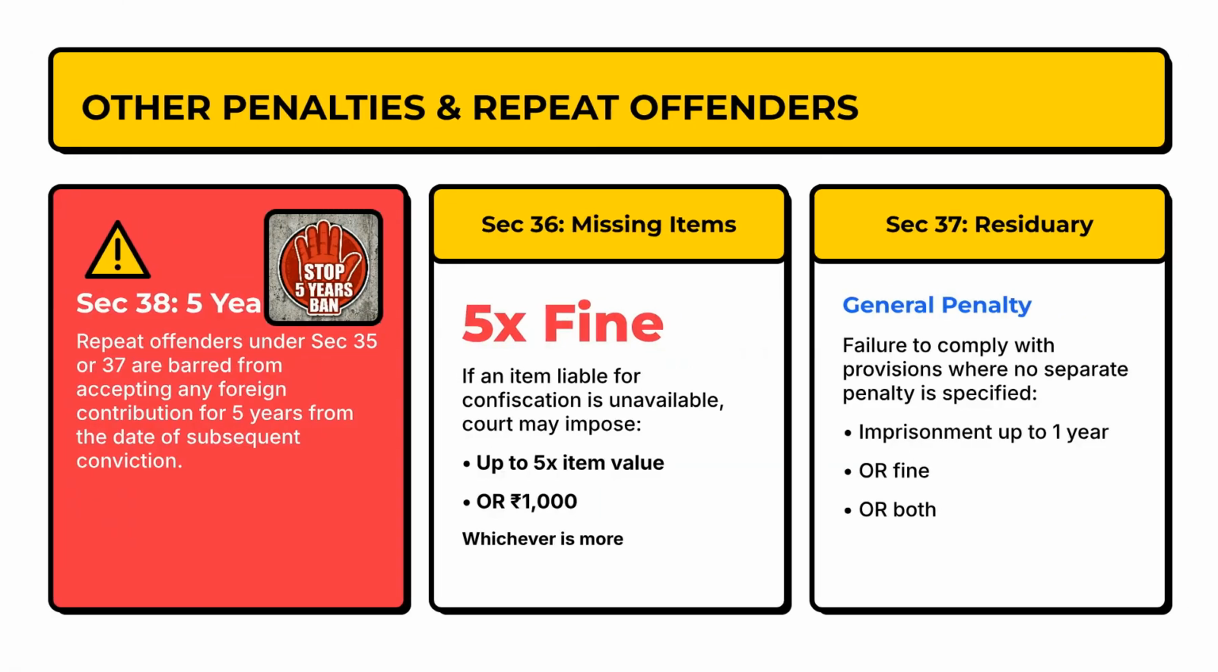Apart from the major offenses, the FCRA prescribes additional penalties for specific situations. Under Section 36, if an article, currency, or security liable to confiscation is unavailable for confiscation due to a person's act or omission, the court may impose a fine up to 5 times its value or 1,000 rupees, whichever is higher. Section 37 provides a residuary penalty for violations where no specific punishment has been prescribed, allowing imprisonment up to 1 year, fine, or both.